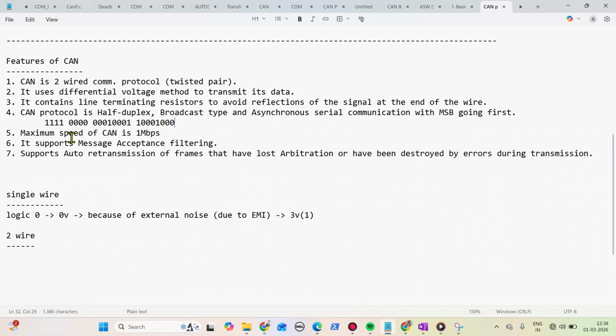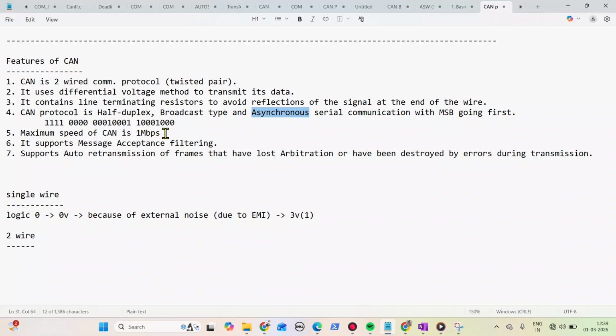Coming to the fifth point, the maximum speed of CAN is 1 Mbps. We already discussed in the previous video that it is an asynchronous serial communication, which means we don't have any clock line to transmit the data. Here we are using baud rate, which is nothing but speed. So the maximum speed of CAN is 1 Mbps, meaning 1 megabit per second.